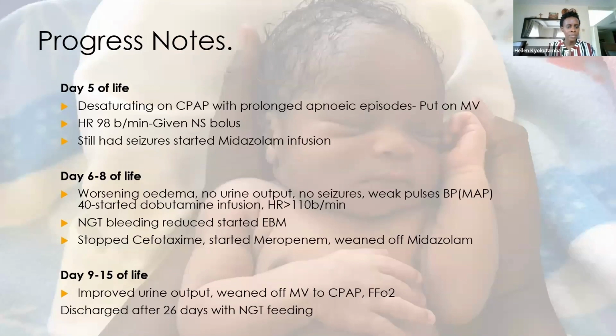While the baby was with us, on the next day, the baby deteriorated and started to desaturate while on CPAP, and the apneic episodes became long. At that point, we put the baby on mechanical ventilation, and also notably the bradycardia was worsening. So we gave another normal saline bolus, and whenever I would give the bolus, the heart rate would improve. Because the baby still had seizures, we also started the baby on midazolam infusion after putting them on mechanical ventilation.